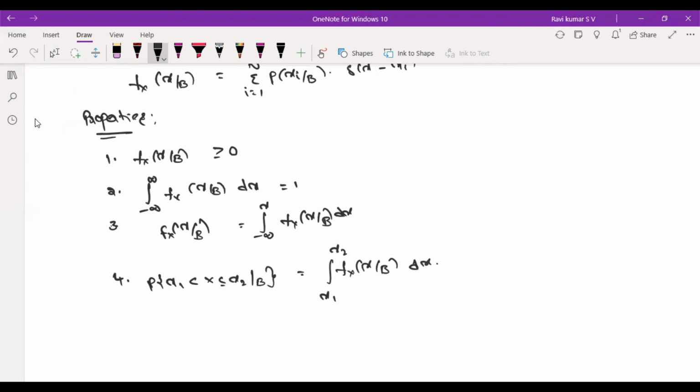So this is about the properties of the conditional density function, and the description of all these four density function properties was discussed in the previous videos while discussing the simple density function. So you can take the same concept here also for the given event B.